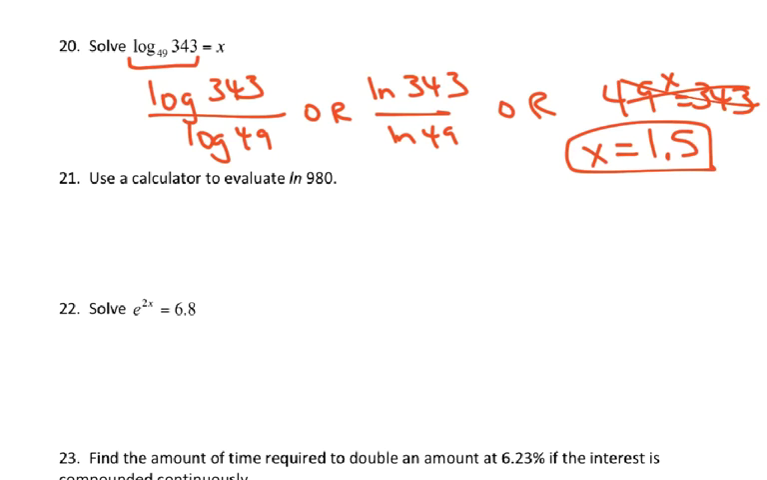21, use the calculator to evaluate the natural log of 980. You should get 6.8876.